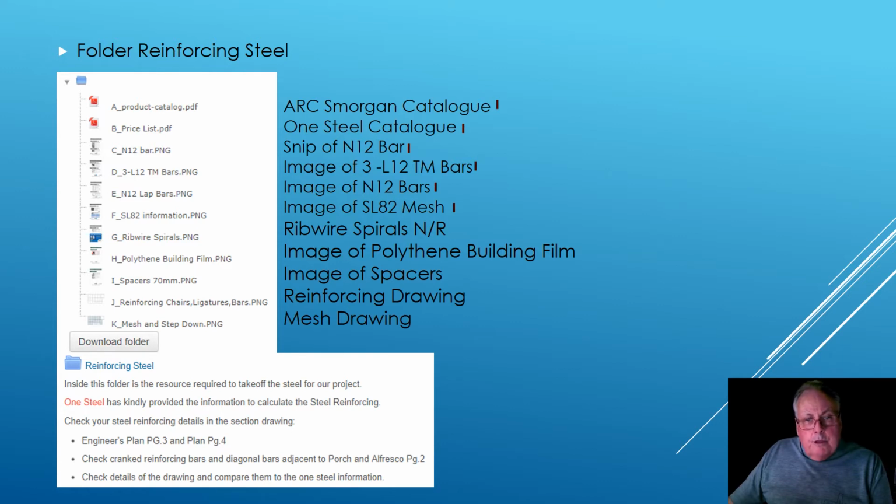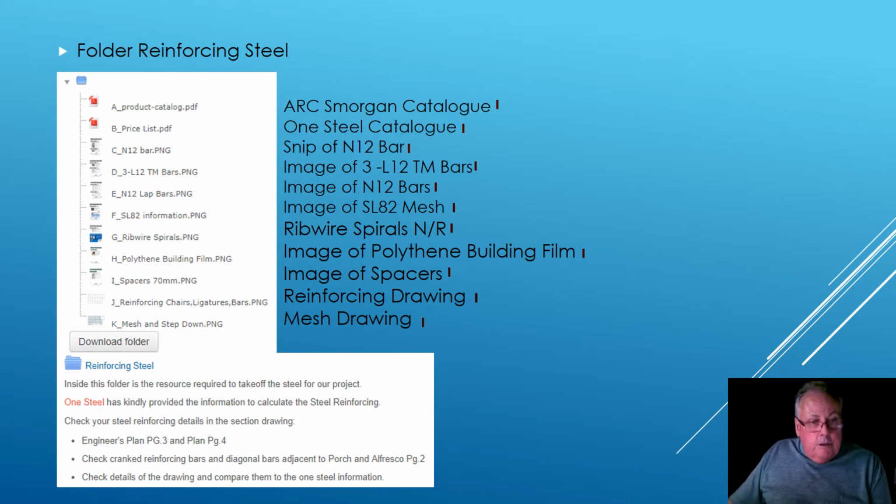ribwire spirals, worth having a look at, but they are not required on this job. In 2016, when I first did this, I assumed that all the piers had formwork in them or had reinforcing in them, but that was not the case, and so I removed it. All right, we've got some polythene building foam, what it looks like, image of what a spacer is. You've also got 2 drawings, a reinforced drawing and also mesh drawings.